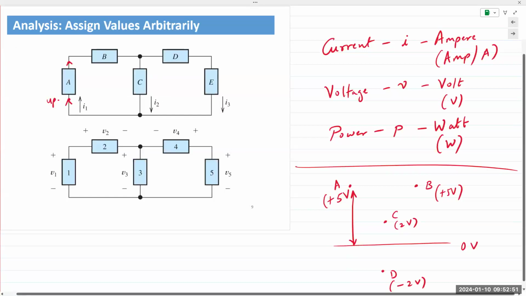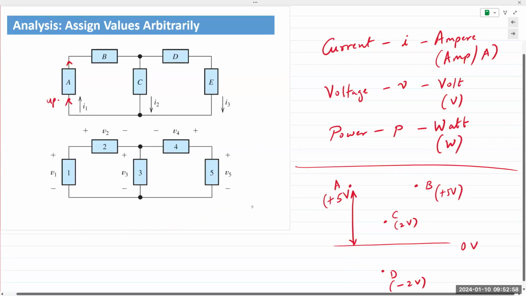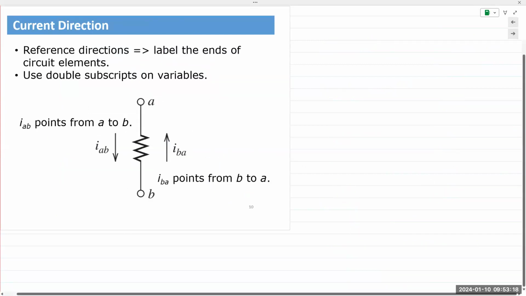Oh, assigning values randomly, same thing with voltage. Okay. We assign, again, as I said, voltage is the difference in potential between 2 points. If there's no difference, it's 0. If there is a difference, we take the lower value and we assign minus to it, and the other value is a plus to it. And we call that the polarity of the voltage. Okay, polarity of the voltage. So reference direction for current, and reference polarity for voltages.